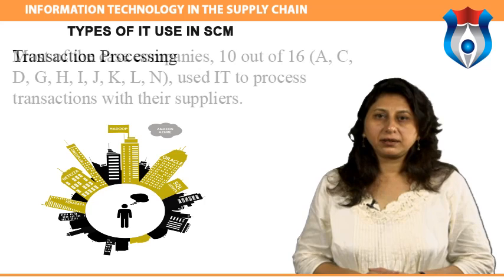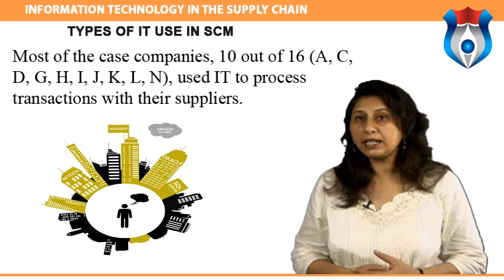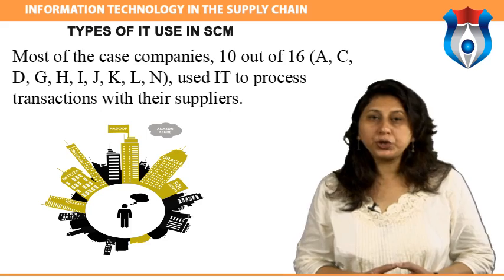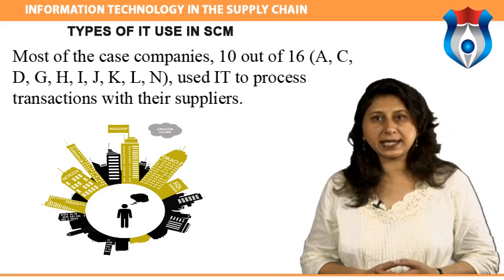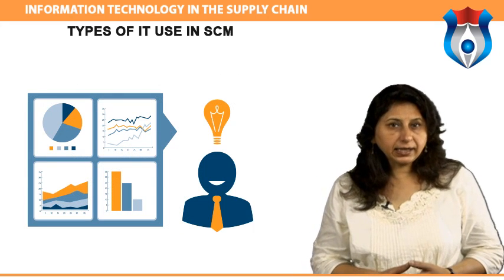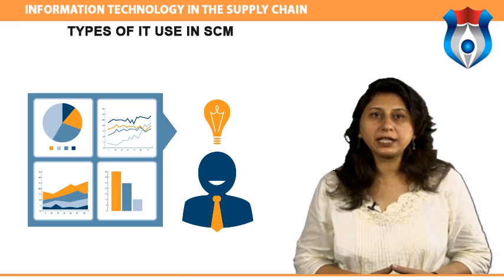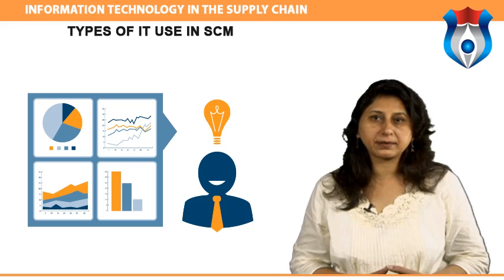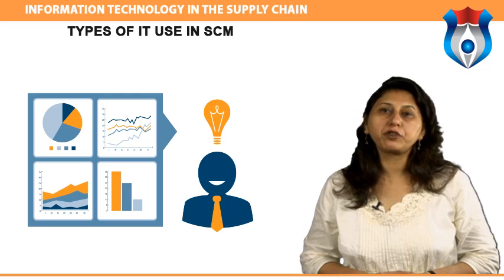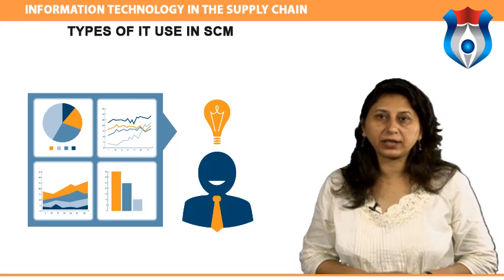Transaction processing. Most of the case companies, 10 out of 16, A, C, D, G, H, I, J, K, L, N, used IT to process transactions with their suppliers. 8 of the case companies, B, C, E, F, I, K, M, P, in turn used IT for transaction processing with their customers. Only 3 of the companies, C, I, K, used IT for transaction processing towards both up and downstream of the supply chain.